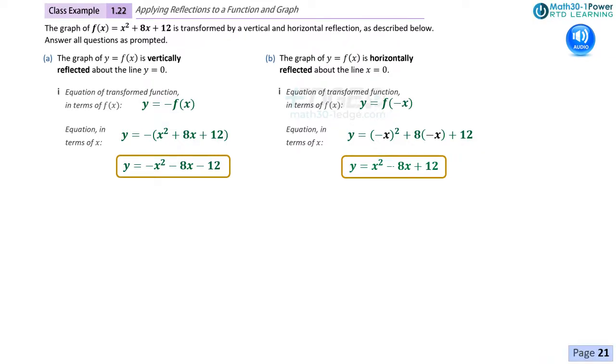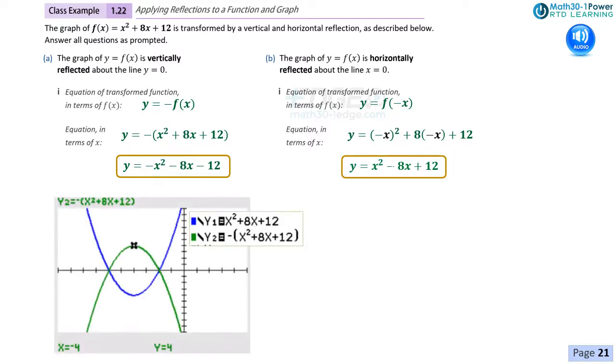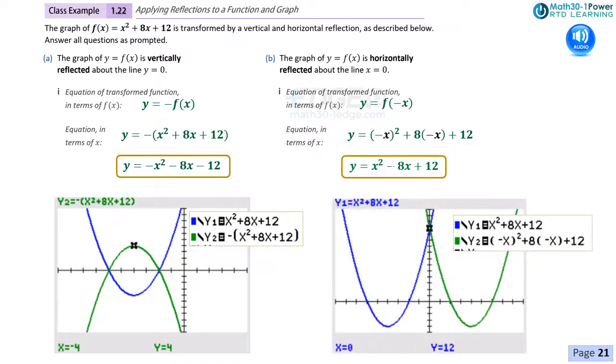Now that we've determined our transformed equations, it's worth putting them into our graphing calculator to confirm that we've correctly associated them with the vertical or horizontal reflection. You can see in the left case that when I put negative out front of a bracketed x squared plus 8x plus 12, I do in fact show the vertical reflection. And when I replace each instance of x with negative x, as in the right case, we do get that reflection over the y-axis.